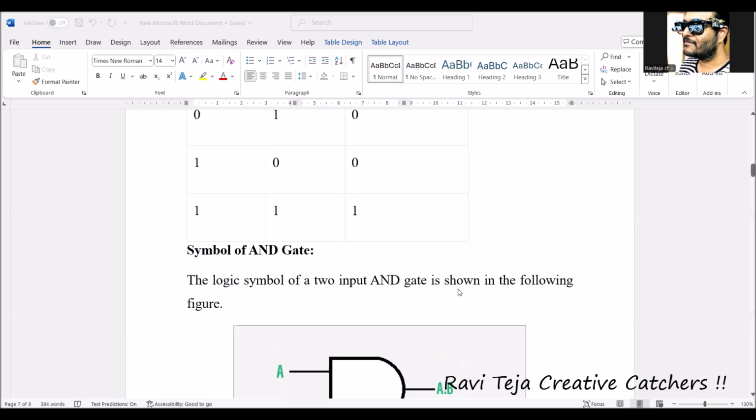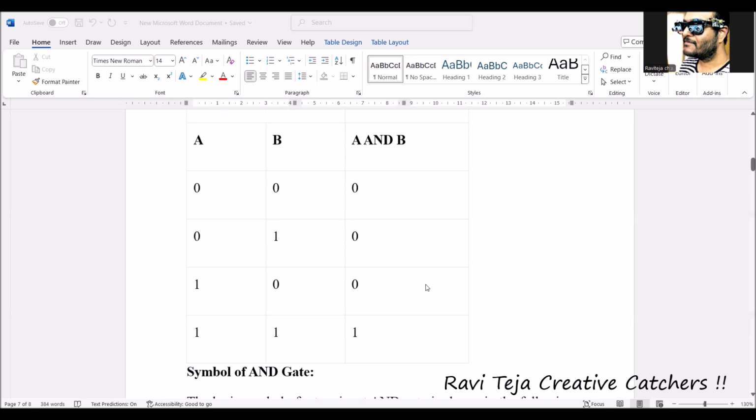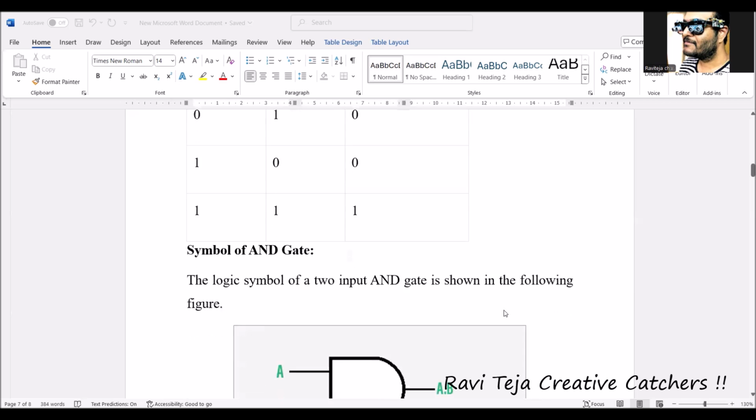Based on this, we have a truth table where the inputs A and B have the combinations 0 0, 0 1, 1 0, and 1 1. If you do the AND operation with respect to the two inputs A and B, for 0 0 the AND operation will be 0, for 0 1 it will be 0, for 1 0 it will again be 0, and for 1 1 it will be 1. Okay, so this is the truth table for an AND gate. Let's see the next logic gate.